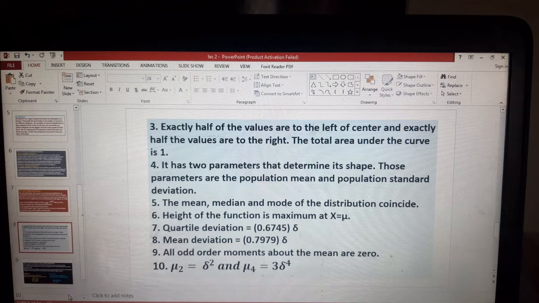Number 4, it has two parameters that determine its shape. Those parameters are the population mean and population standard deviation. Number 5, the mean, median, and mode of the distribution coincide. Number 6, height of the function is maximum at x equal to mu. Number 7, quartile deviation is equal to 0.6745 sigma. Number 8, mean deviation is equal to 0.7979 sigma. Number 9, all odd order moments about the mean are 0. Number 10, second moment about mean is sigma square, and fourth moment about mean is 3 sigma power 4.